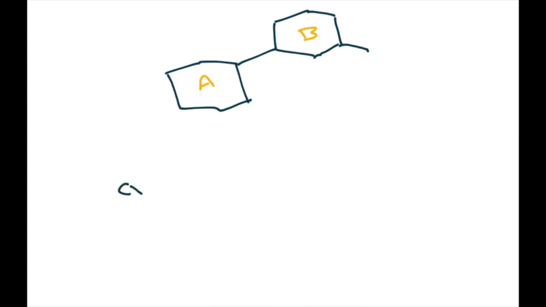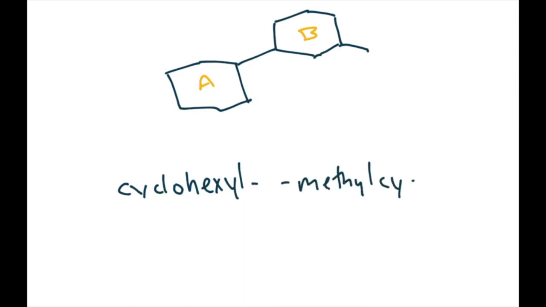So this would be cyclohexyl methyl cyclohexane. We're using ring B as the parent hydrocarbon because it has 2 groups coming off of it. So this is going to be then 1 and 3.